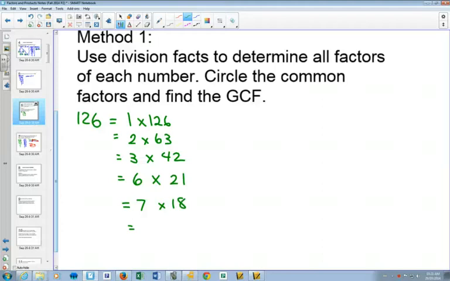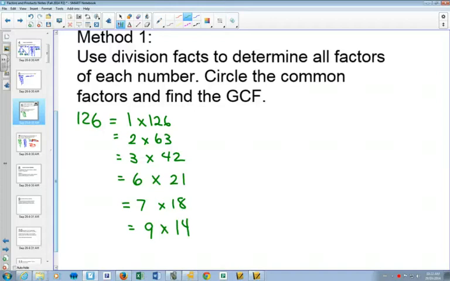Can't be 8 times anything. It can be 9 times 14. And then can't be 10 times anything. Check 11 doesn't work. Check 12 doesn't work. Check 13 doesn't work. And once you get to 13, you have to stop because you've already hit 14 here. So these are all the possible multiplications of 126.